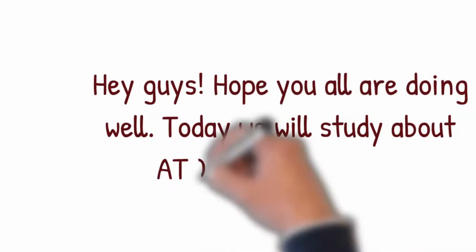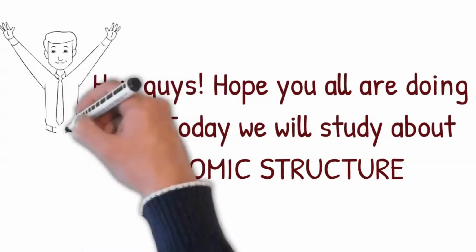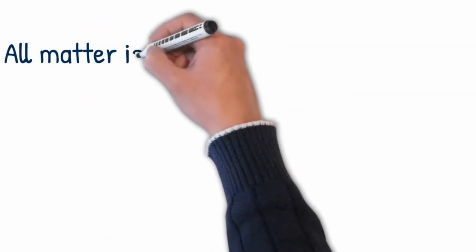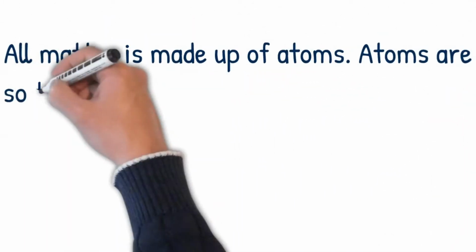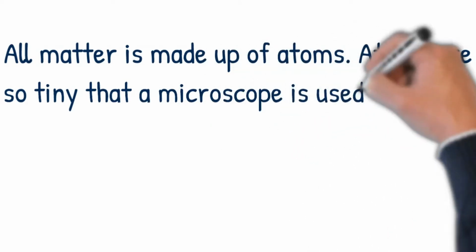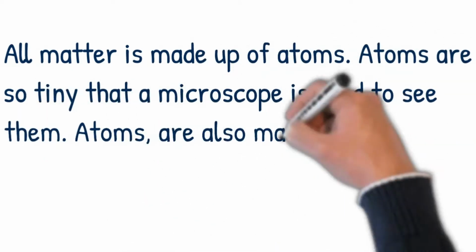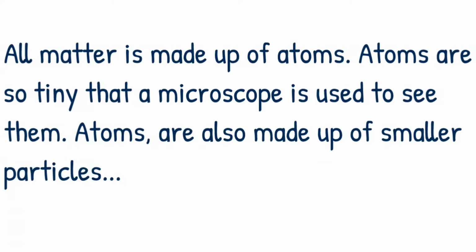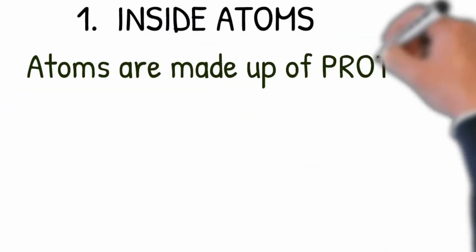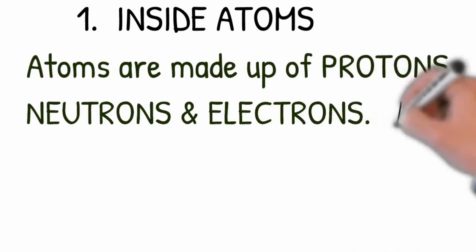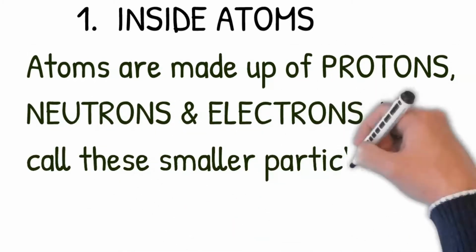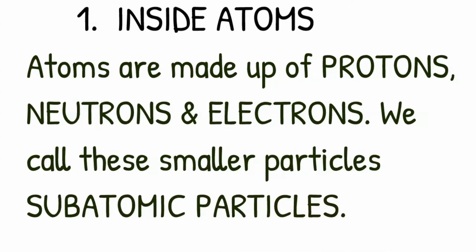Today we will study about atomic structure. All matter is made up of atoms. Atoms are so tiny that a microscope is used to see them. Atoms are also made up of smaller particles. Inside, atoms are made up of protons, neutrons, and electrons. We call these smaller particles subatomic particles.